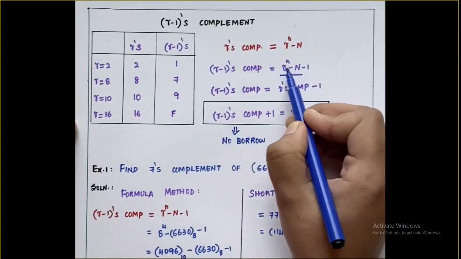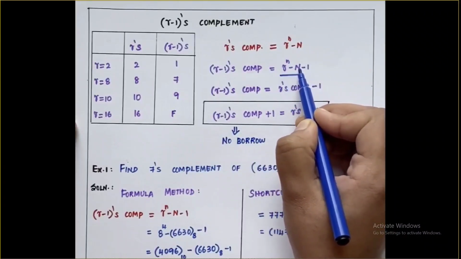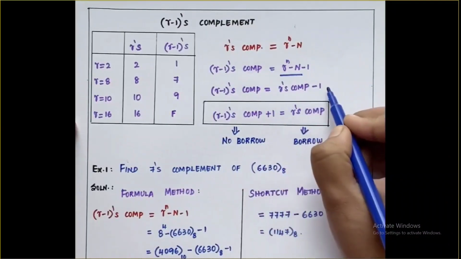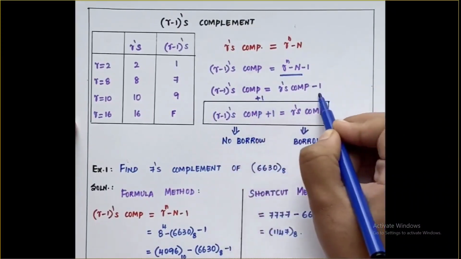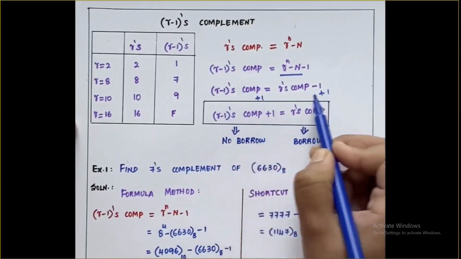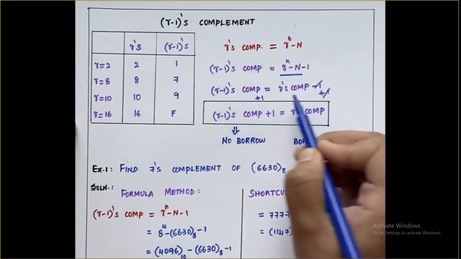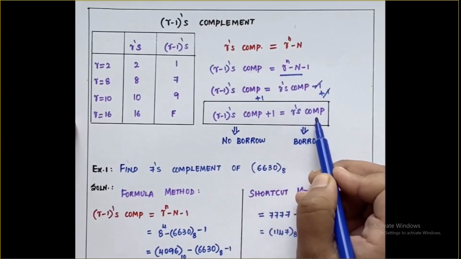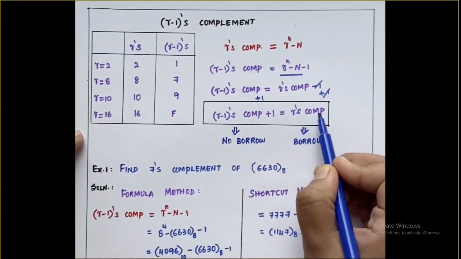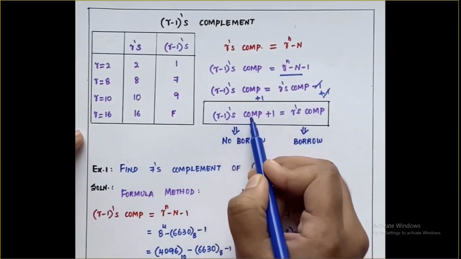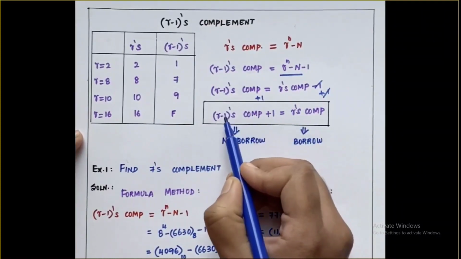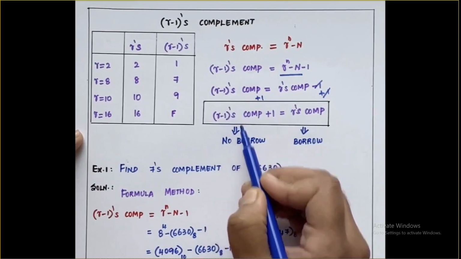So r power n minus 1. In this, r power n minus 1 is r's complement, so we can replace that. Adding plus 1 on both sides, we get r minus 1's complement plus 1 is equal to... plus 1 and minus 1 will get cancelled, the remaining will be r's complement. So the relation will be r's complement is equal to r minus 1's complement plus 1. So this is the relation between r's complement and r minus 1's complement.